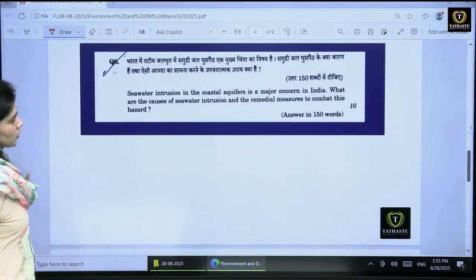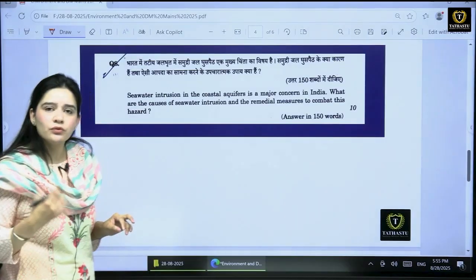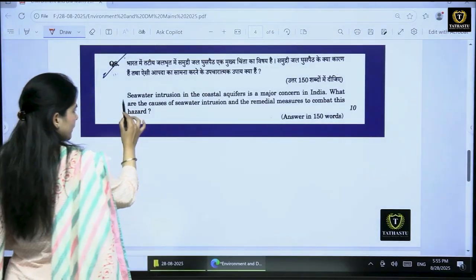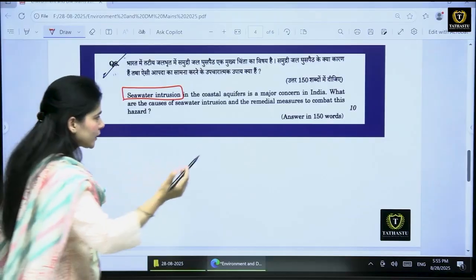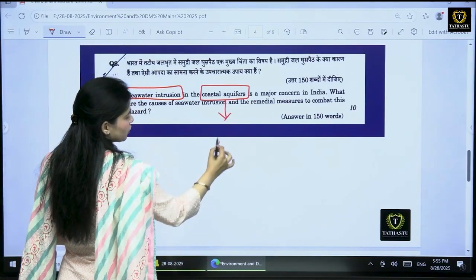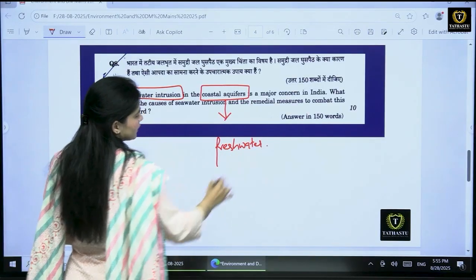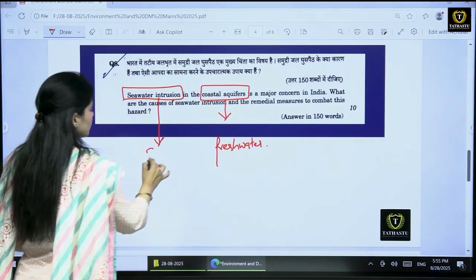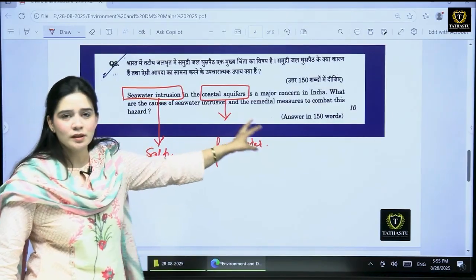seawater intrusion in the coastal aquifers is a major concern for India. Seawater intrusion, intrusion means seawater is entering, okay, and where is it entering? Coastal aquifers. So coastal aquifers are our fresh water sources, okay, and this seawater would be salty water. Okay, it's salty water. It's a major concern for India.